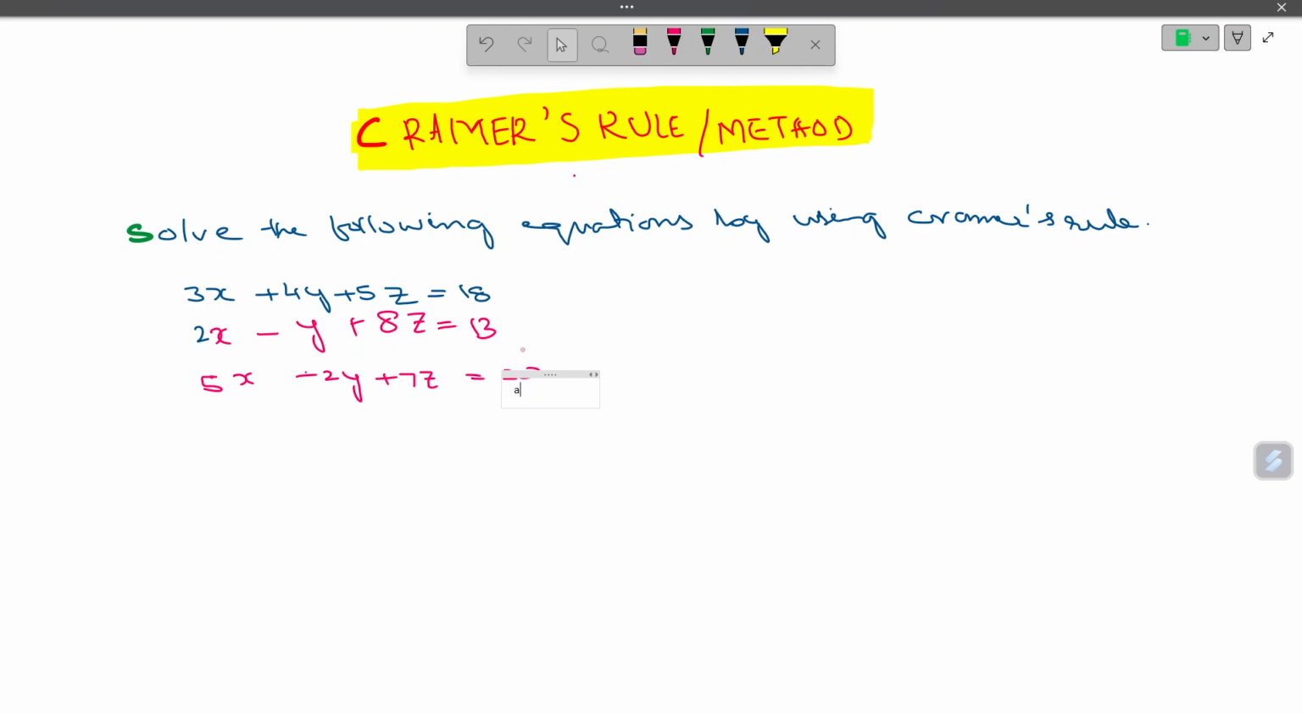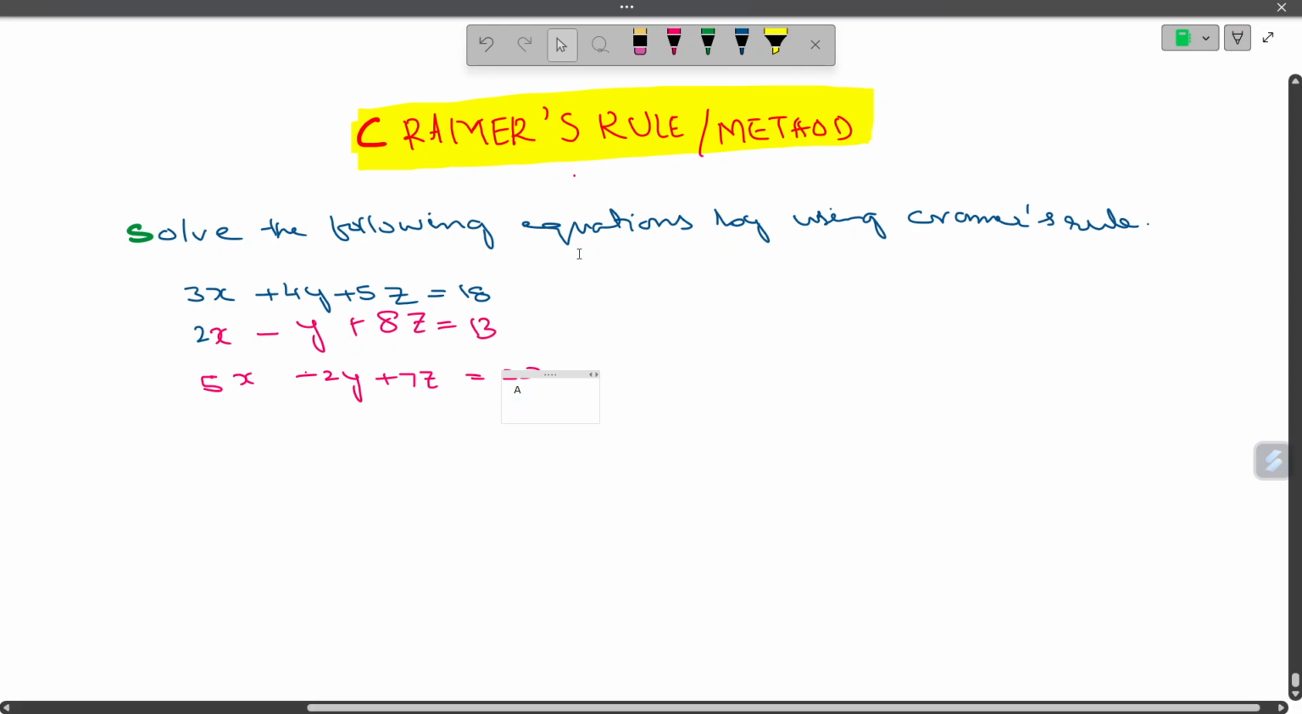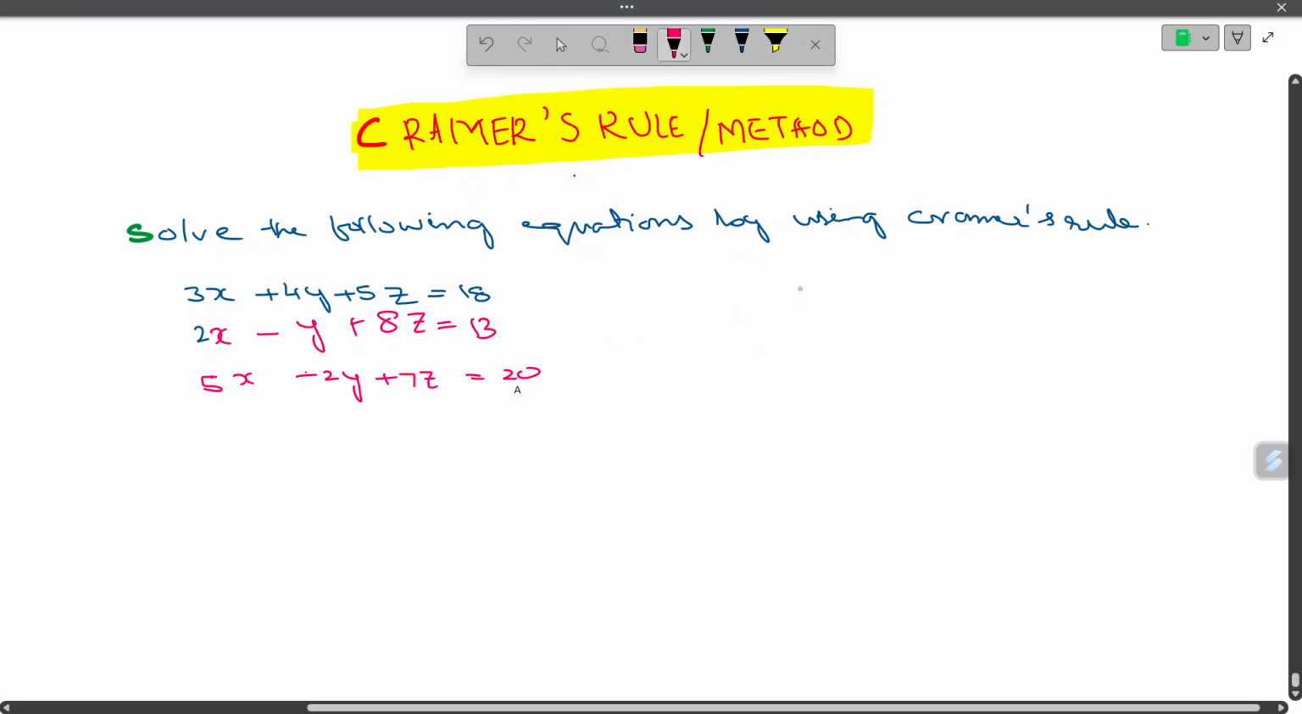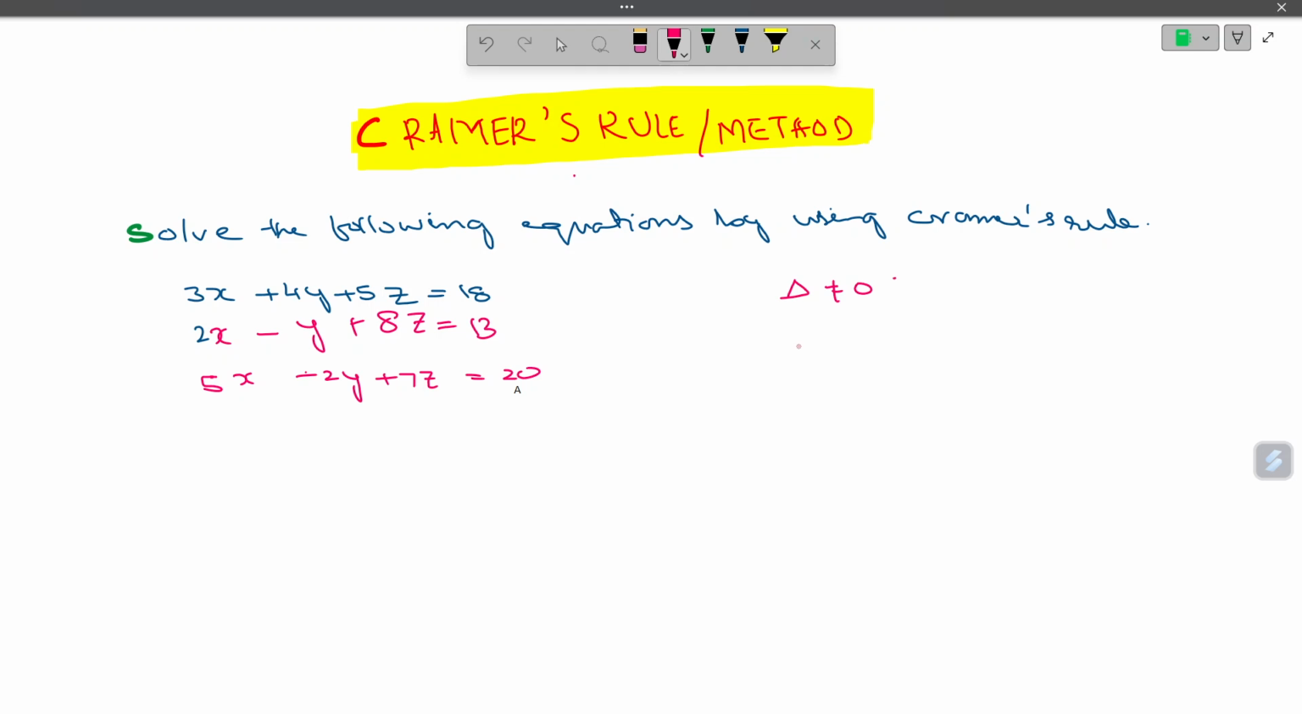Hi everyone. Today we'll discuss Cramer's rule. What Cramer's rule says is that we have to find the determinants. I will show you from the beginning. Suppose this is given. First you have to find the delta determinant. If the determinant is not equal to 0, then only we can apply Cramer's rule or the Gauss-Jordan method or any other method. Now we are discussing Cramer's rule.